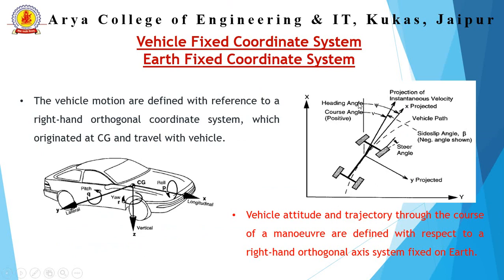So with respect to this, the angle from x to this reference line is called the heading angle. Then the angle from here to this projection of instantaneous velocity is called the course angle, and that is considered positive. And the angle between this projection of instantaneous velocity and the x projection is termed as side slip angle, and termed as beta.